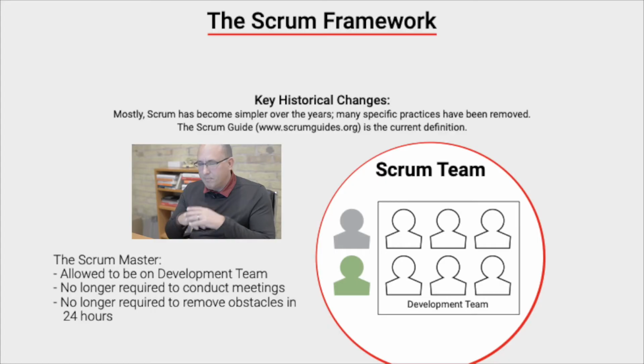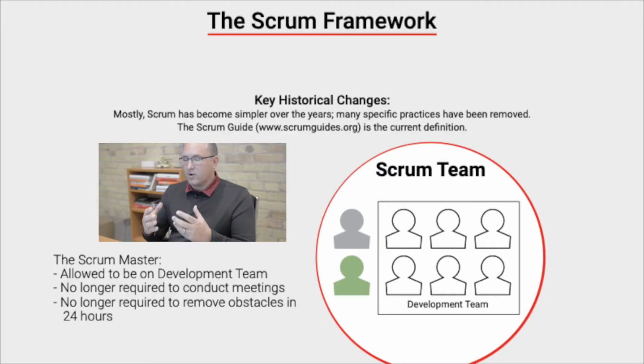So I mentioned earlier that the Scrum Master does facilitation. The big picture of that facilitation is to actually help everyone on the Scrum team learn how to be effective in the meetings, so that other members of the team chair meetings, for example, or facilitate meetings. The Scrum Master is still responsible for the effectiveness of Scrum, but they're no longer required to be the person actually conducting meetings. The Scrum Master is no longer required to remove obstacles in 24 hours or be fired.